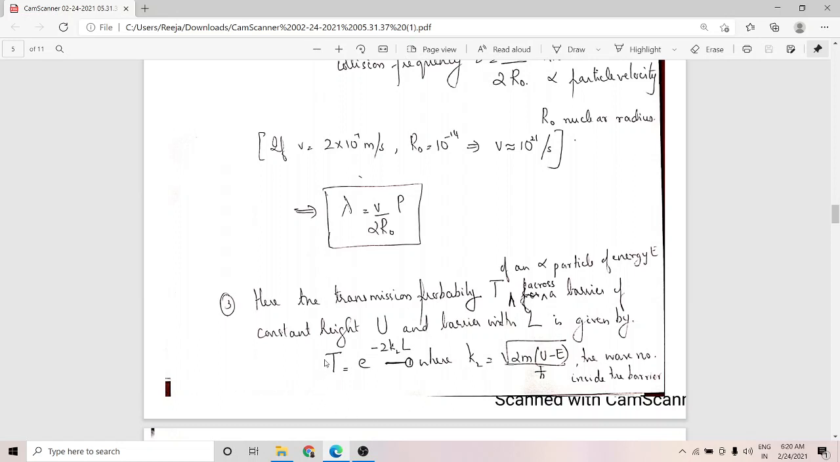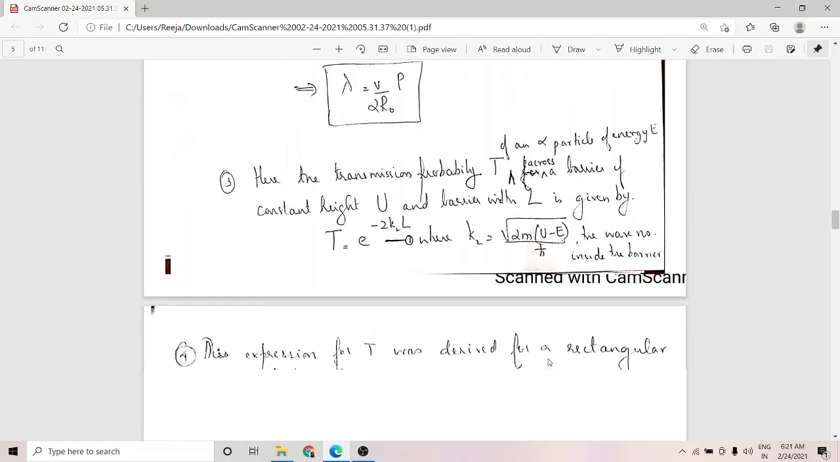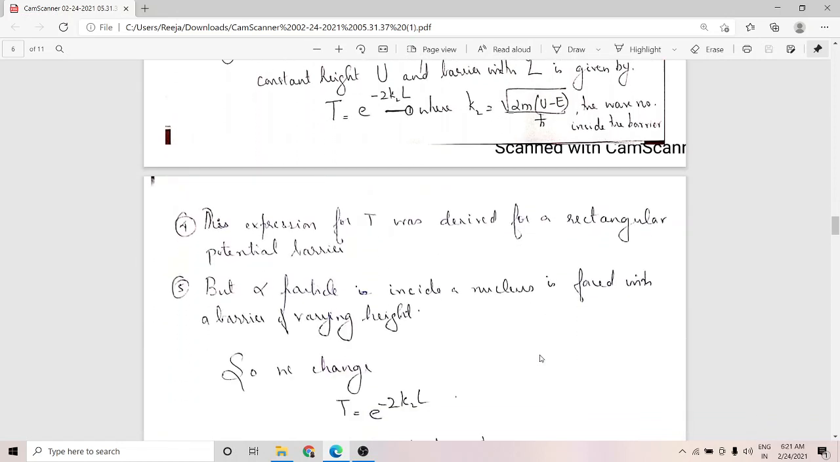And that is given by T is equal to e raised to minus 2k2L. That transmission probability, you have learned it as T is equal to e raised to minus 2k2L, where k2 is the wave number inside the barrier given by root of 2m(u minus E) by h cross. I'm not explaining to you how this has come because you have already learned it in your quantum mechanics class. H cross k is momentum, and you have found out the momentum here, root of 2m(u minus E). This expression for transmission probability is derived for the rectangular potential barrier.